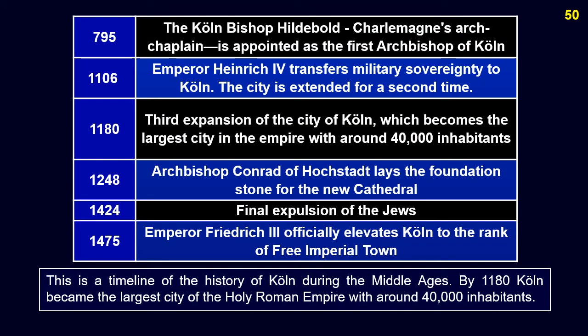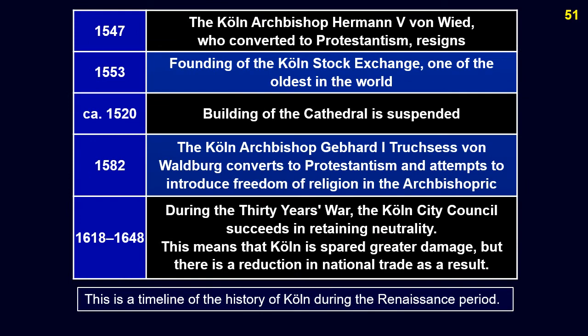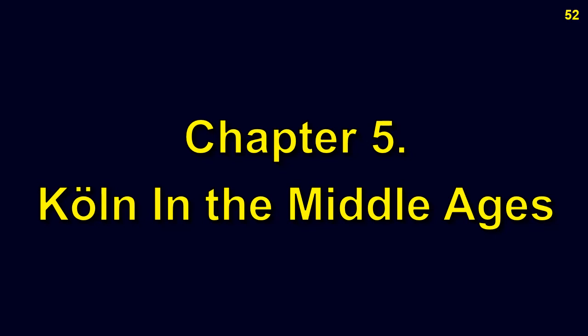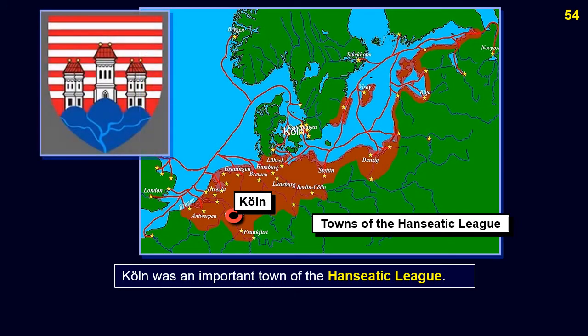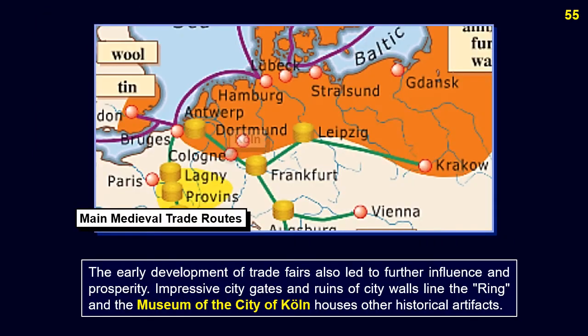This is a timeline of the history of Köln during the Middle Ages. By 1180 Köln became the largest city of the Holy Roman Empire with around 40,000 inhabitants. This is a timeline of the history of Köln during the Renaissance period. In the Middle Ages, Köln was a prosperous and densely populated town. Köln was an important town of the Hanseatic League. The early development of trade fairs also led to further influence and prosperity.